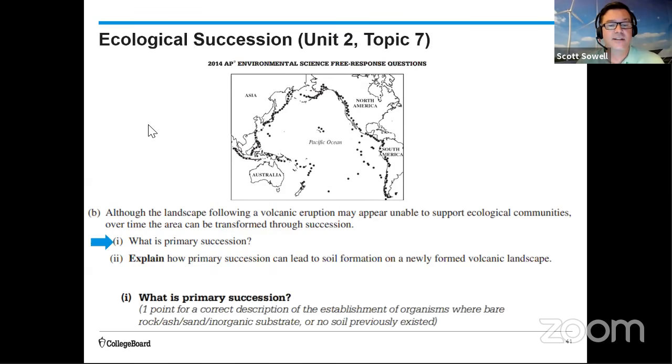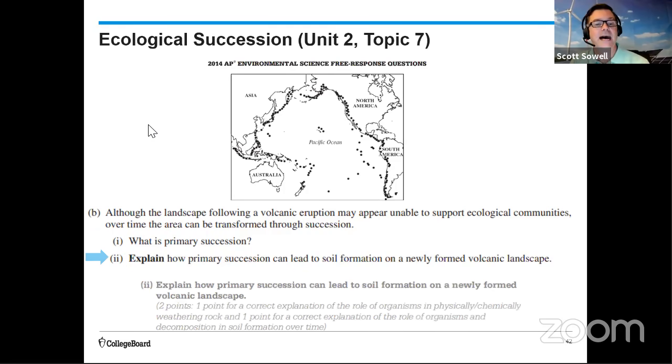So primary succession, like we said, is the establishment of organisms or a new community where no soil previously existed. And part B, or II, talking about how we get soil, that is where we see organisms weathering the rock and decomposing to add nutrients. So let's go into a little bit more detail about that process.